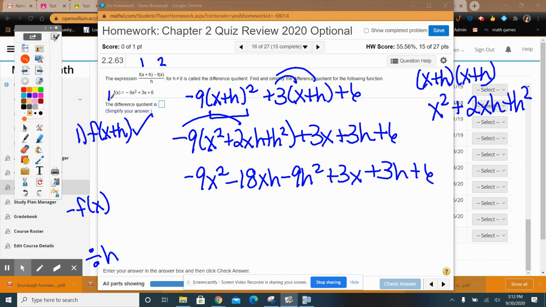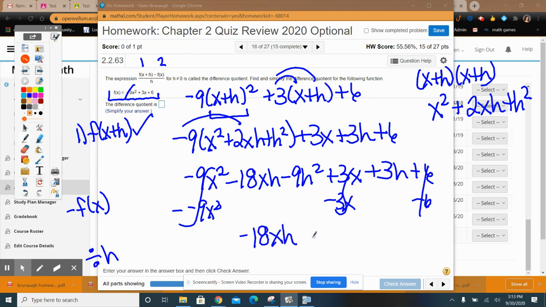Now we subtract f of x. I told you, when you subtract f of x, every time you subtract, you change the sign, and these will all cancel out with somebody. So the negative 9x squared cancels out, the 3x cancels out, and the 6 cancels out. So I'm left with negative 18xh minus 9h squared plus 3h.